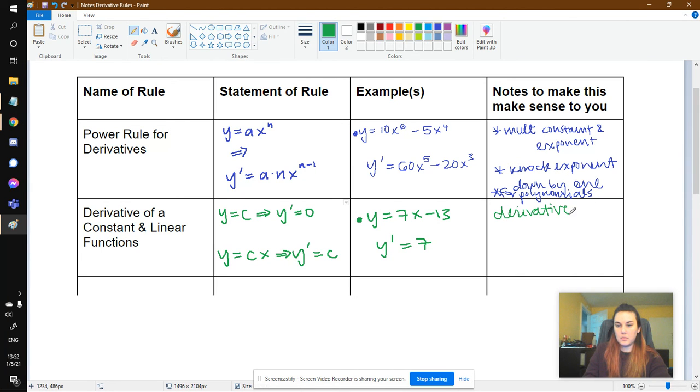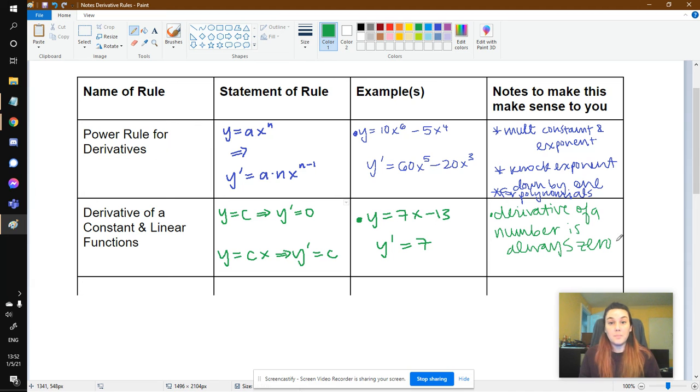Derivative of a number is always 0. That's the English sentence I have in my head when I'm thinking about these things. Cool. So those are the first notes we're taking. We're going to start there. We're going to add and add and add different rules and different examples.